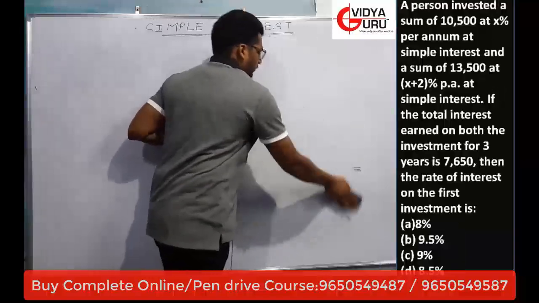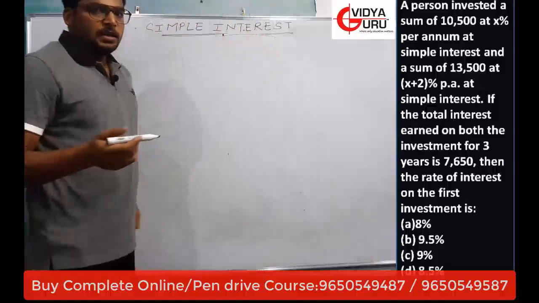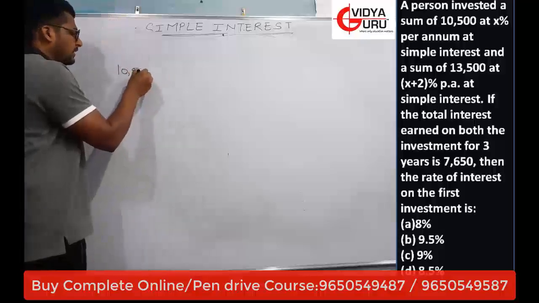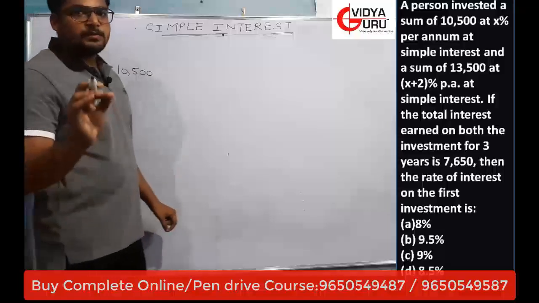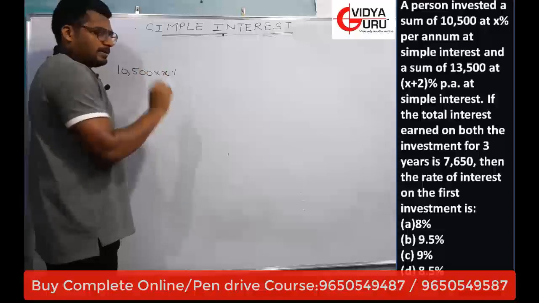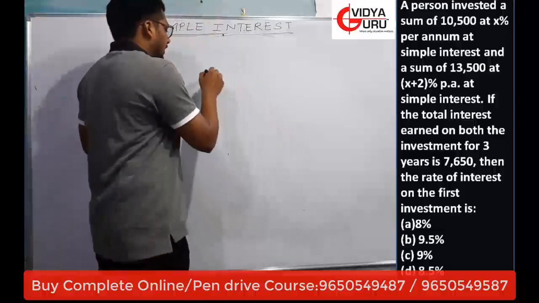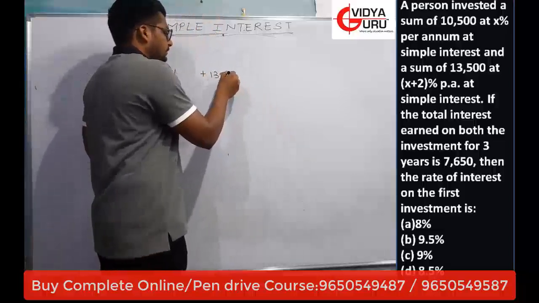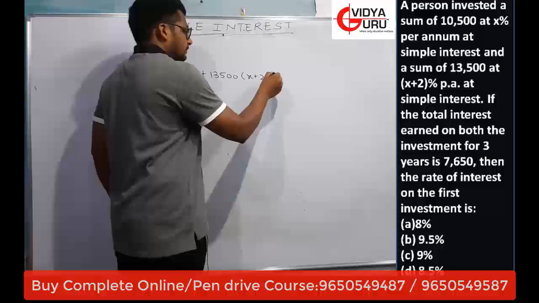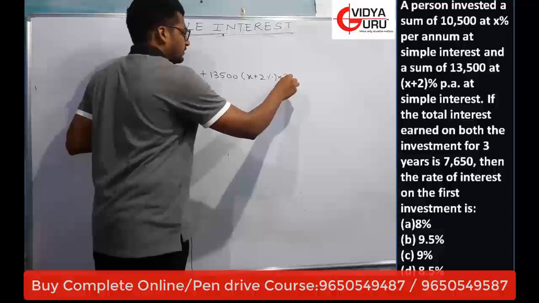Now moving on to a new type of question. A person invested 10,500 rupees at x% per annum on simple interest, and a sum of 13,500 was also invested, and this was invested at x plus 2% rate. This was also invested for 3 years, and the first was also invested for 3 years.